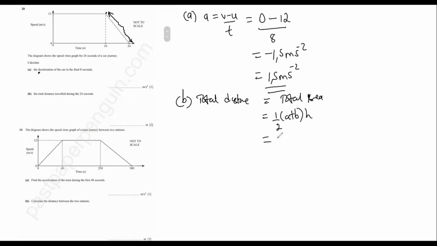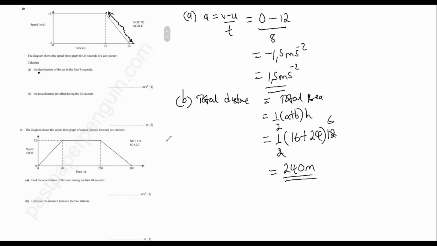So what do we get? Our a is 16 plus b, 24, and then what's our height? It's 12. Yes. So what do you get now? Let me calculate. 24 plus 16 times 6. Get what? 240, right? Yeah. Okay. 240 meters. Okay. Thank you, Bradley.